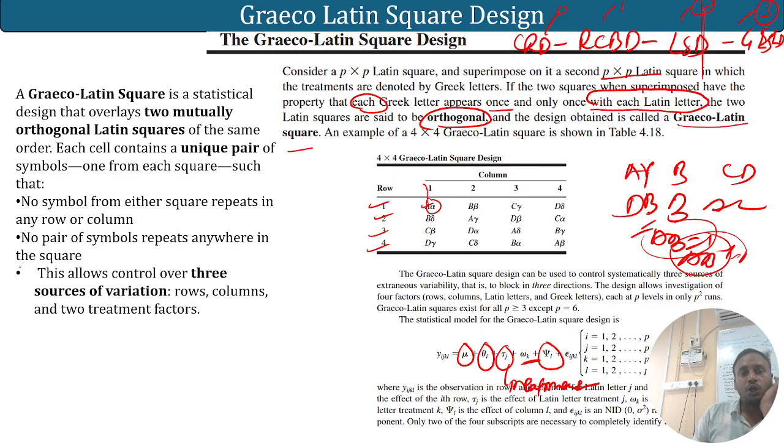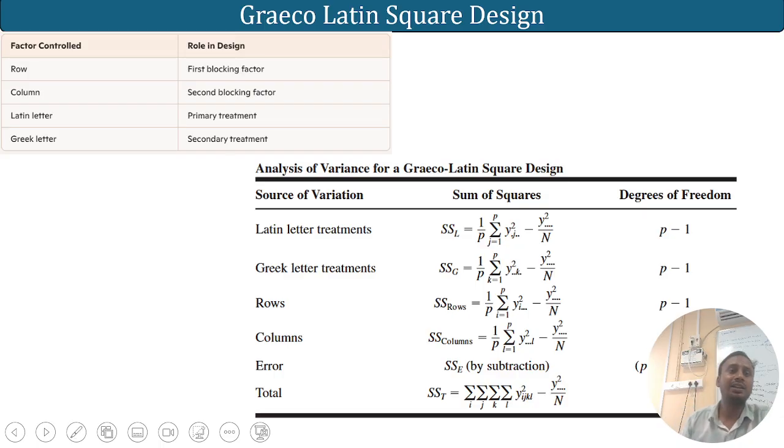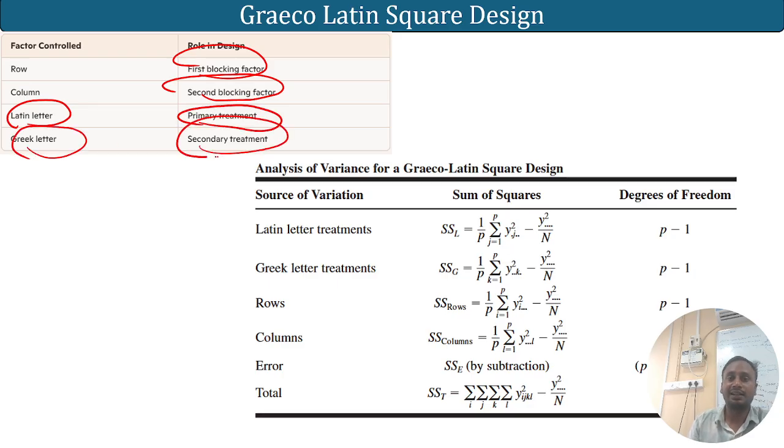No symbol from either square repeats in any row or column. No pair of symbols repeats anywhere in the square. This will allow three sources of variation: one row, one column, and two treatment factors. So nothing will change, everything is the same. Only the control of the variable will be more. Here, row is the first blocking factor, column is the second blocking factor, the Latin letter is the primary treatment, and the Greek letter is the secondary treatment.